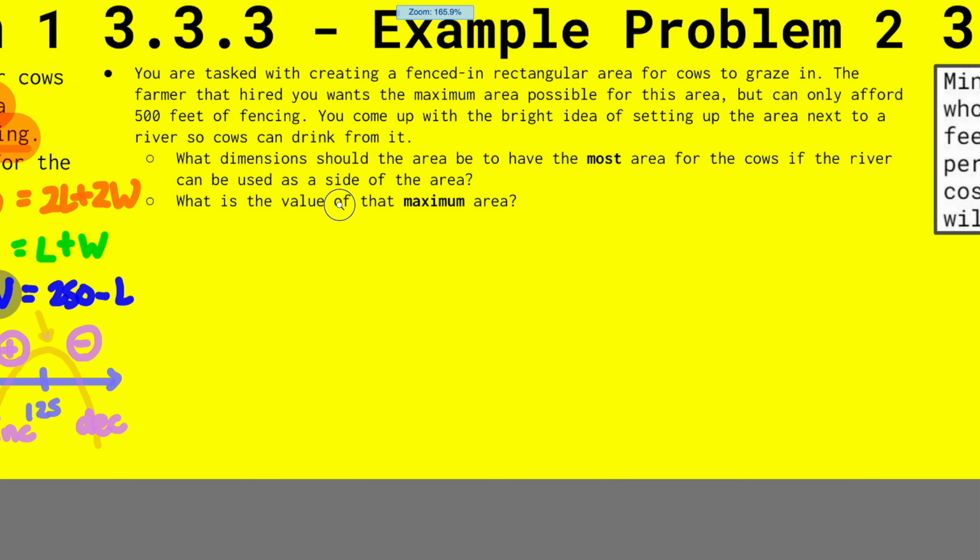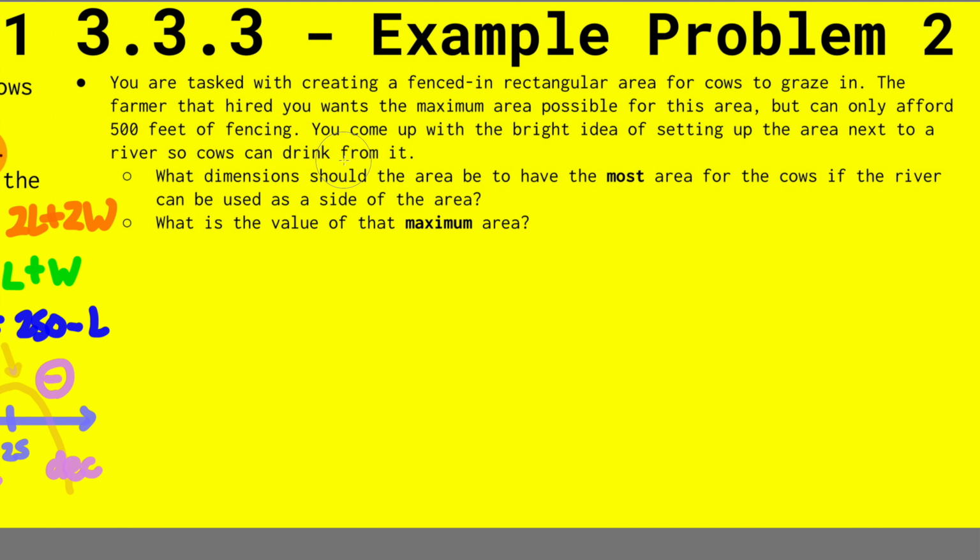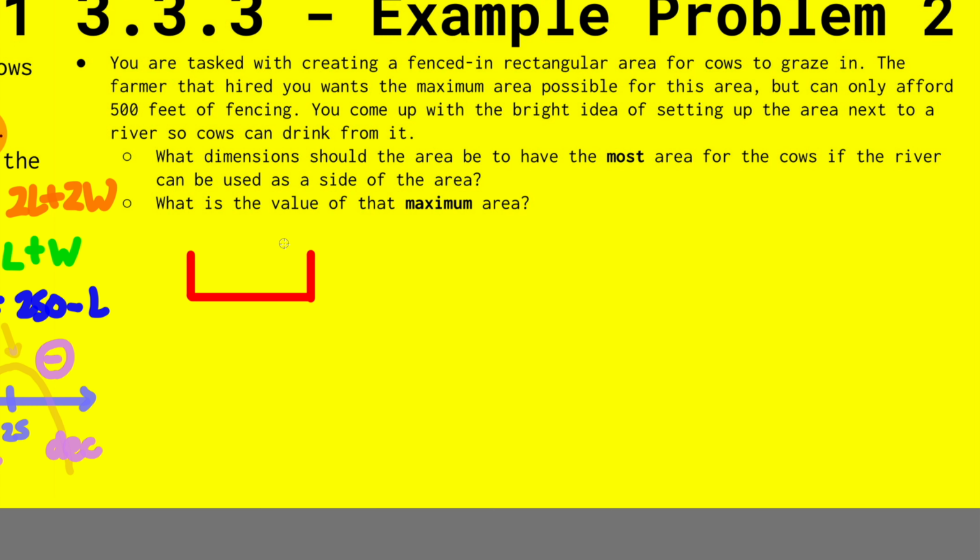So example problem number 2, it says, now you're tasked with creating a fenced-in rectangular area for cows to graze in, same as before, but the farmer that hired you wants the maximum area possible again, but can only afford 500 feet of fencing again. But you come up with the bright idea of setting up an area next to a river so cows can drink from it. So basically this time, your fenced-in area is going to look like this. So there's that rectangular area there, and it's right by water, so we're going to act like the water is right here. So here's where the stream of water goes.